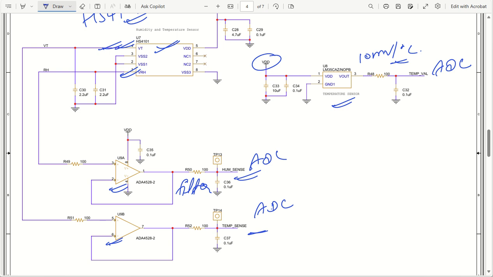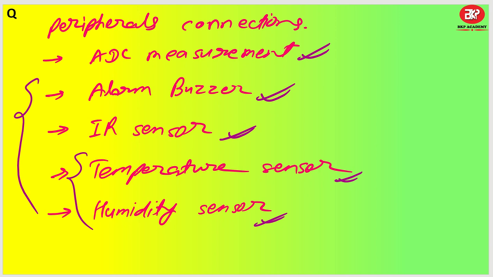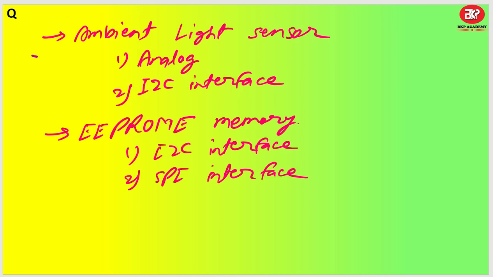Let us take another question. So another question is, we are going to find out ambient light sensor. Ambient light sensor we just saw, and along with that we'll see EEPROM. EEPROM is basically used to store live data, or we have some memory to store. In that case, generally people use I2C interface. Sometimes SPI interface is also used for high amount of EEPROM memories. So we'll go ahead and see ambient light sensors and EEPROM.